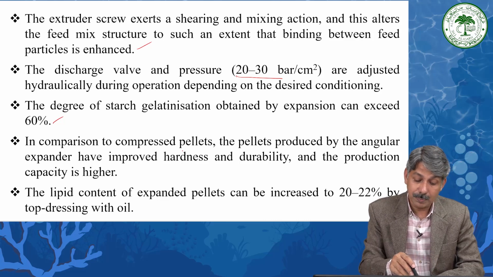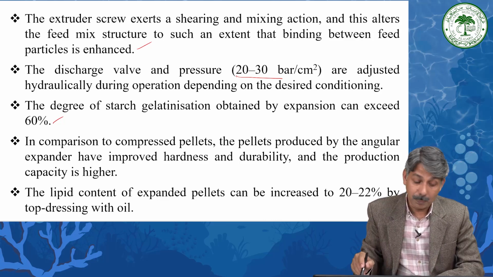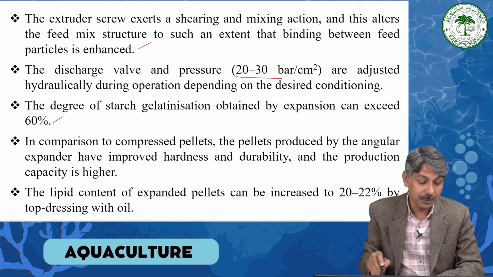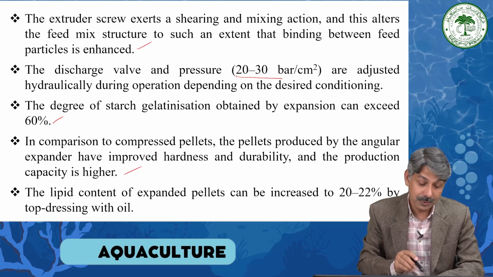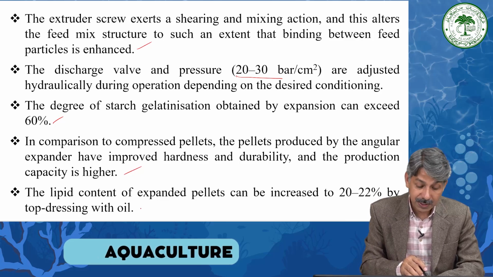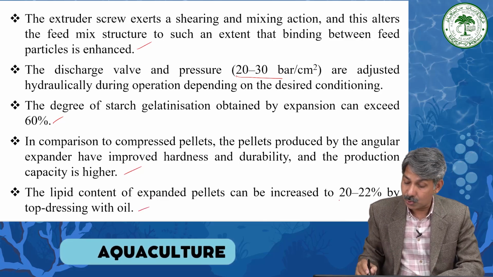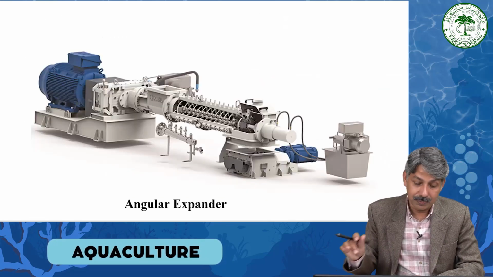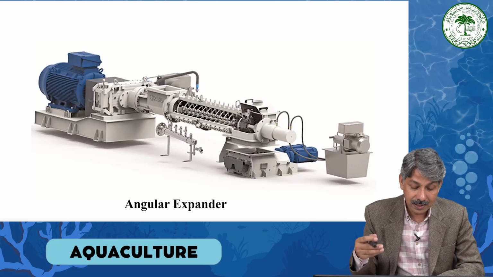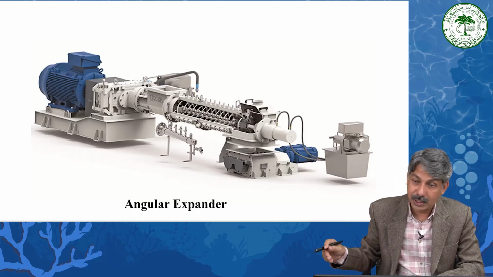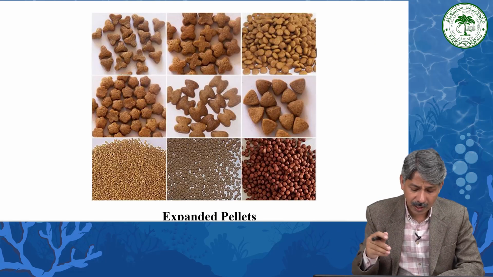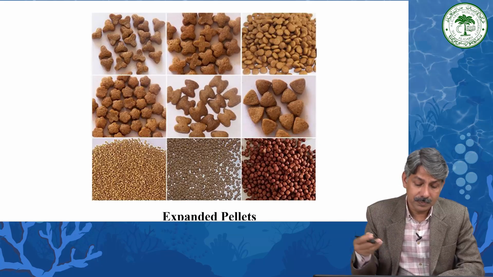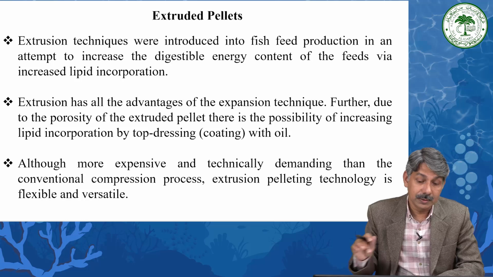In comparison to compressed pellets, the pellets produced by the angular expander have improved hardness and durability, and the production capacity is higher in case of this machine. The lipid content of expanded pellets can be increased to 20 to 22% by top dressing with oil. That can be achieved in other methods also. So, this is the angular expander, the photograph of angular expander that is shown here, and expanded pellets which are available in different forms, different shapes. They will be a kind of floating pellets.